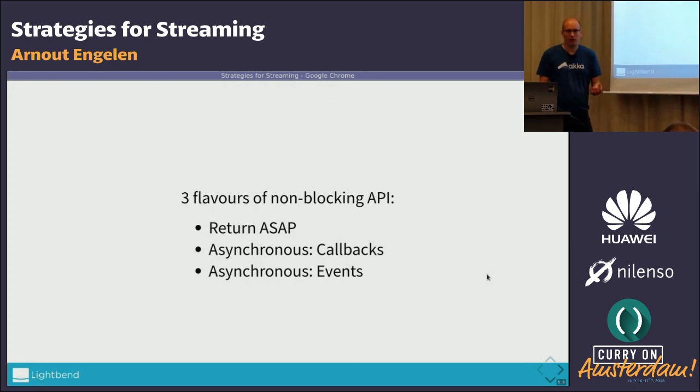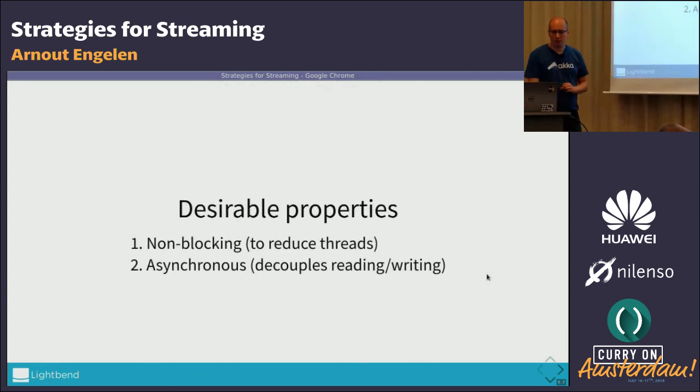So the typical APIs who do non-blocking without just returning immediately is if you have a callback, you pass in the function that you want to be called as soon as data becomes available. In the case of events, as soon as the data becomes available, an event is put on some kind of queue or mailbox. So of course these are sort of interchangeable, but if you're actually programming, then they look really different and they feel really different. So that's our second desirable property for streaming. We want our streaming to be asynchronous, so to decouple reading from writing.